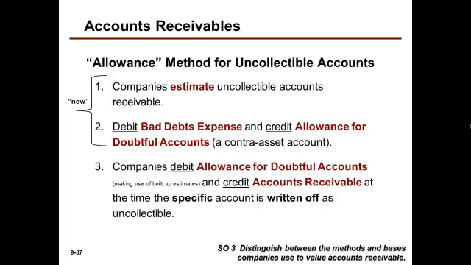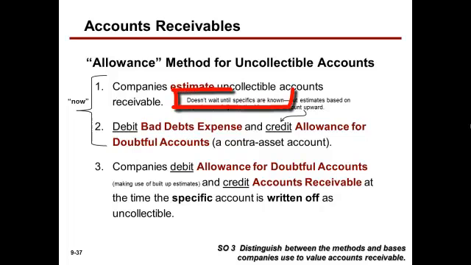So to recap the allowance method for uncollectible accounts, companies estimate the uncollectible accounts receivable now. They don't wait until they know which ones will not be collected. They make an estimate based on experience. They do this by debiting bad debt expense and crediting the allowance for doubtful accounts, a contra asset account. The allowance method does not wait until specifics are known, but estimates based on our experience. So we're adjusting the allowance account upward with that credit to the allowance account. That's what brings the net asset value down on our balance sheet.